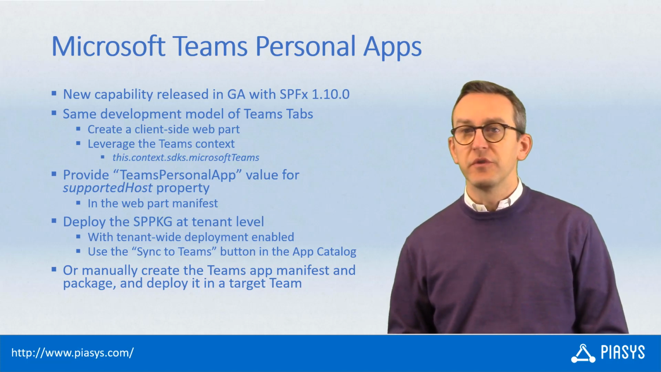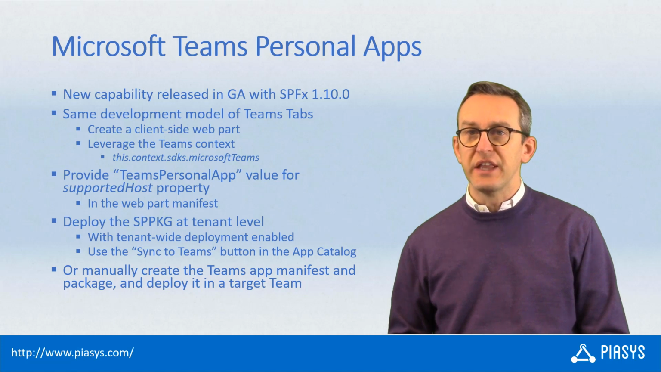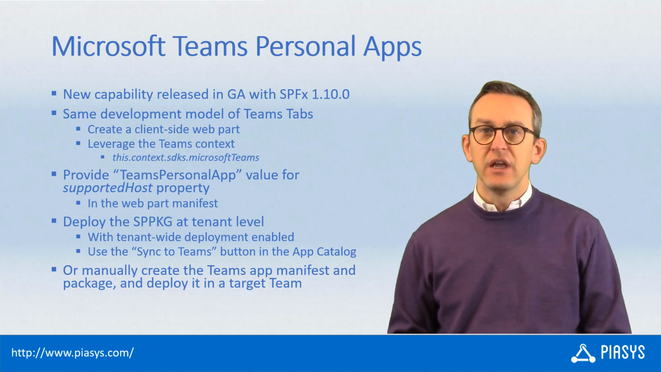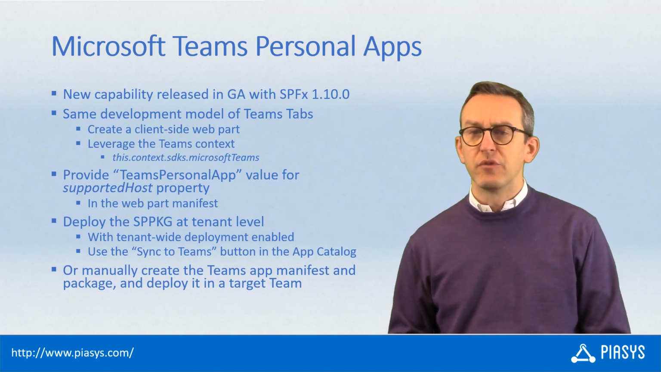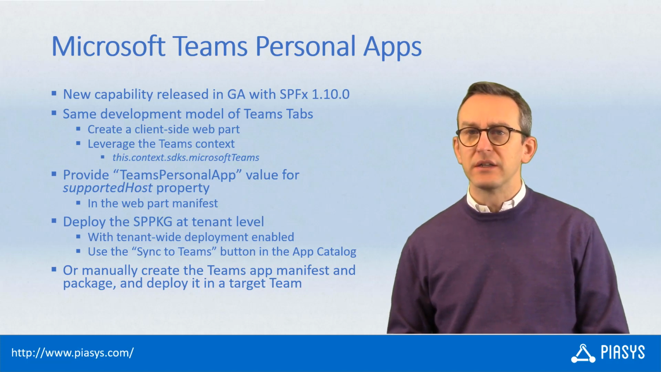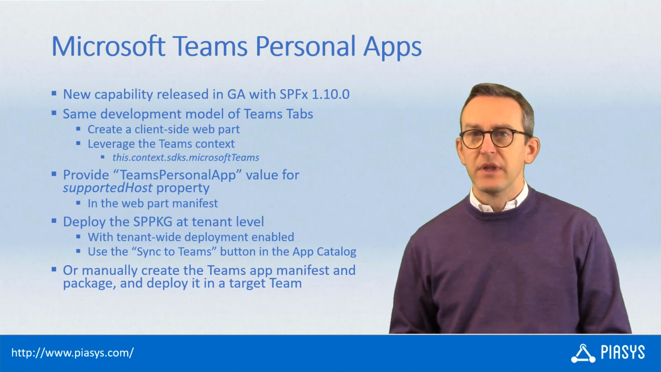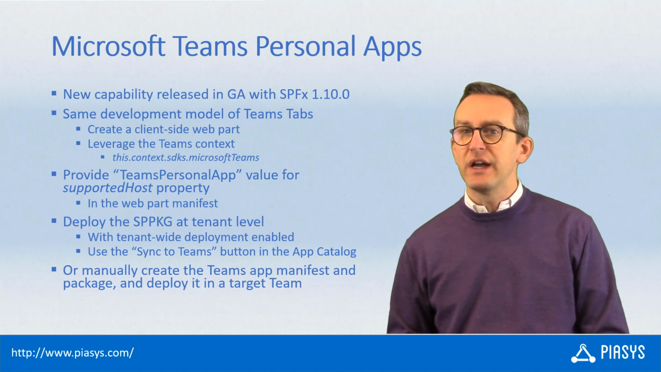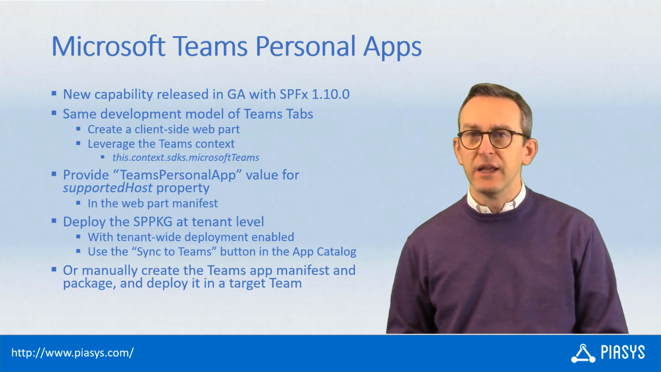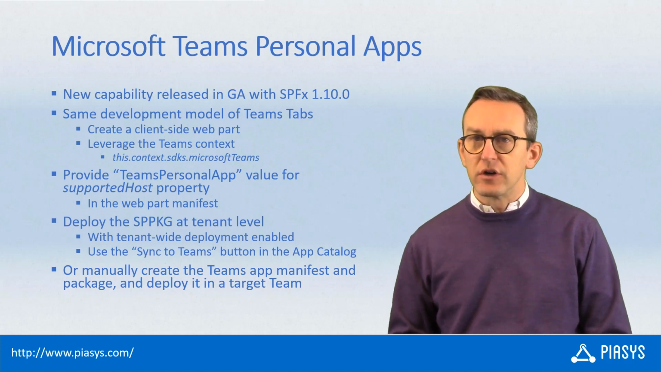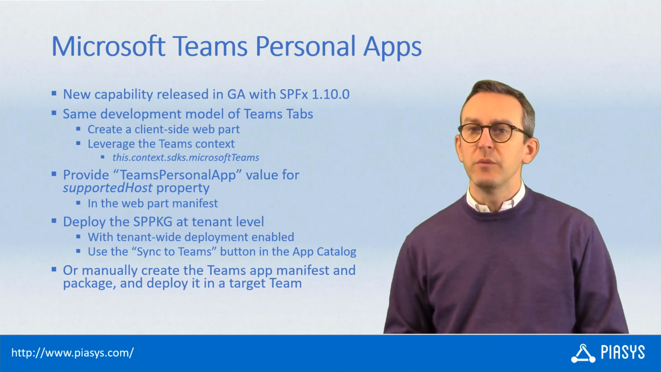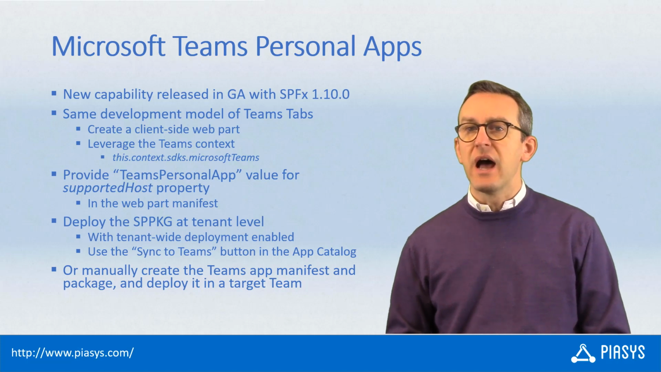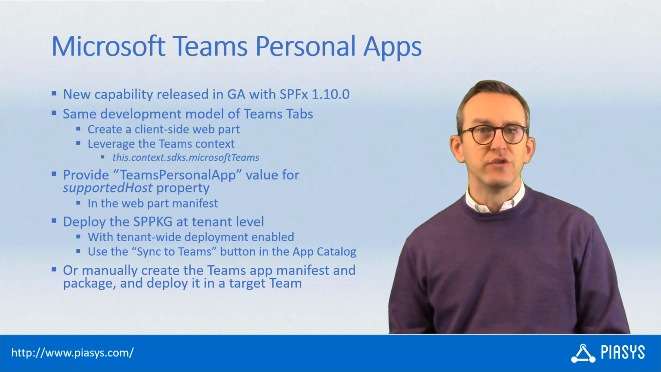The procedure is almost the same as the one you use for creating a Teams tab with SPFx, but in the supported host property of the manifest of your web part, you will have to provide a new value, which is Teams personal app. By doing that, by packaging your solution and installing the SPPKG file into the app catalog of SharePoint Online, you will be able to click on the Sync to Teams button, and your SharePoint Framework web part will be available as a Teams personal app in the Teams UI, whether you are using the web or the desktop client interface.